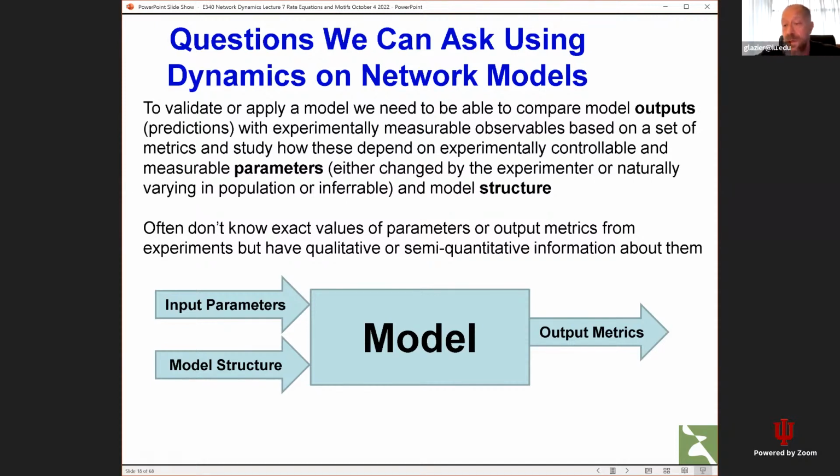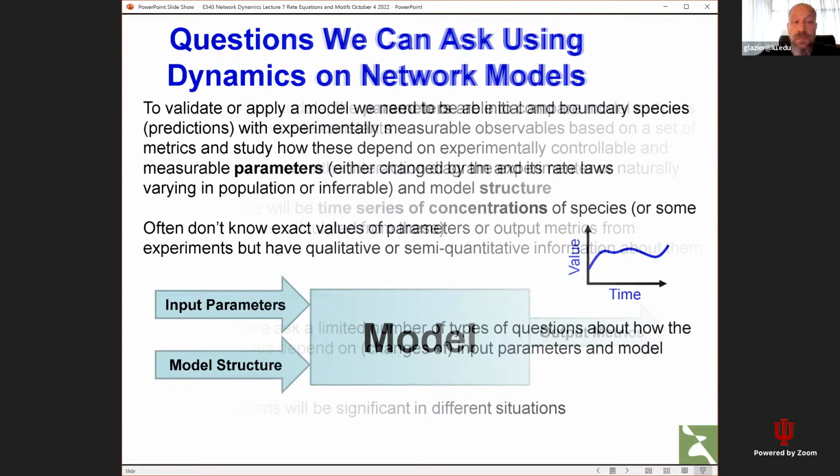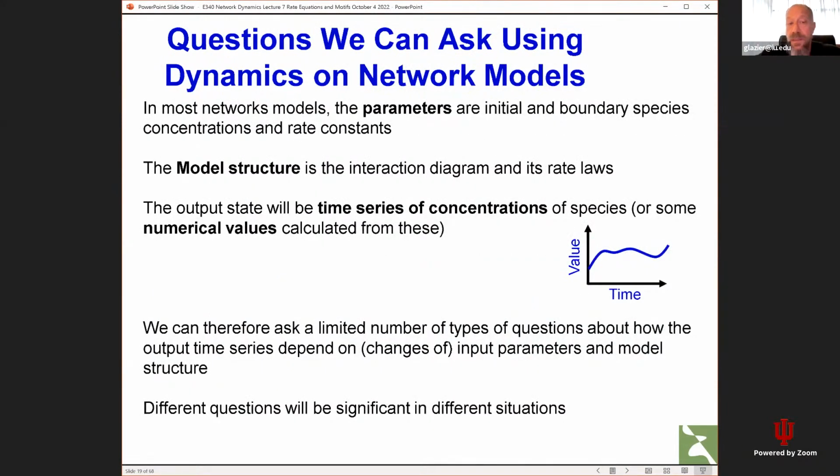And so what we're going to do next time is come back and just look at some very simple kinds of phenomenological questions we can ask about those behaviors. And let me just give you a taste of that here. The model structure and the interaction diagram and its parameters will give us a series of time series of concentrations of species, or some derived quantity, the sum of them, the square root of them, something else. There are a limited number of questions, types of question we can ask directly.